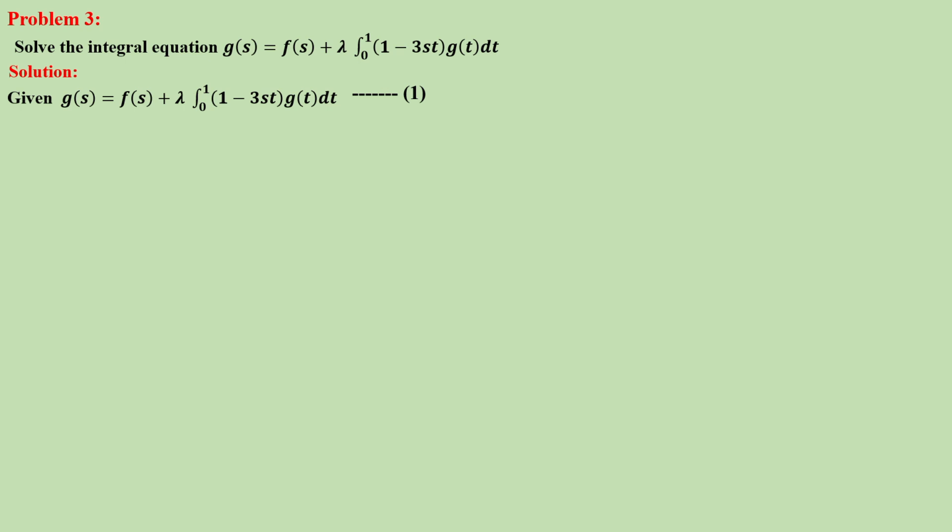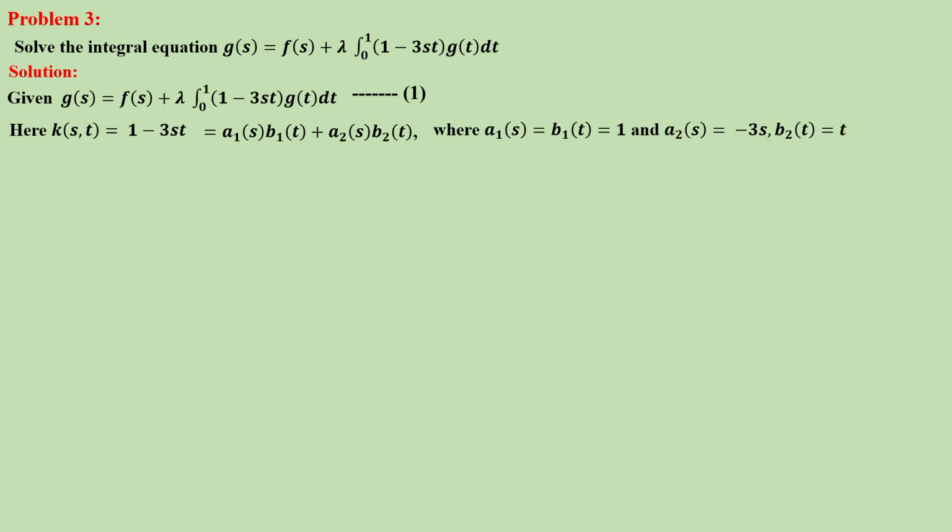Given equation, g(s) = f(s) + lambda times the integral from 0 to 1 of (1 - 3st) g(t) dt. That is equation number 1. Here the kernel K(s,t) = 1 - 3st. It can be written as a1(s) b1(t) + a2(s) b2(t). Here a1(s) = b1(t) = 1, both are 1, so the first term is 1. Then the second term can be split into a2(s) = -3s and b2(t) = t. So this is a separable kernel.